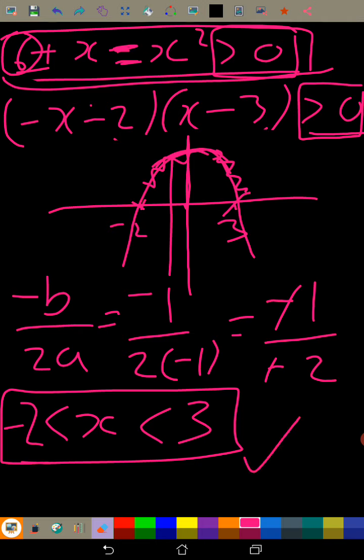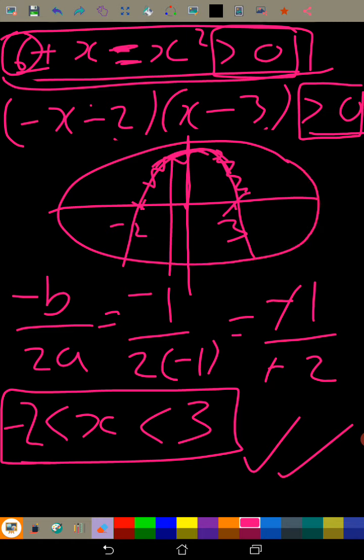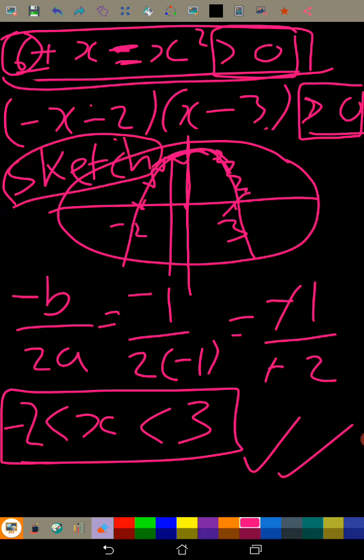Alright guys, this is very good. Once again, when you have an inequality, please sketch it. Because just by taking the values, it's very hard to find the right direction of the inequality. So use the sketch.